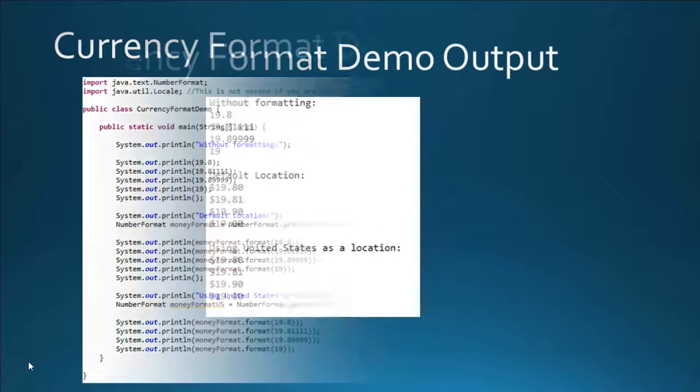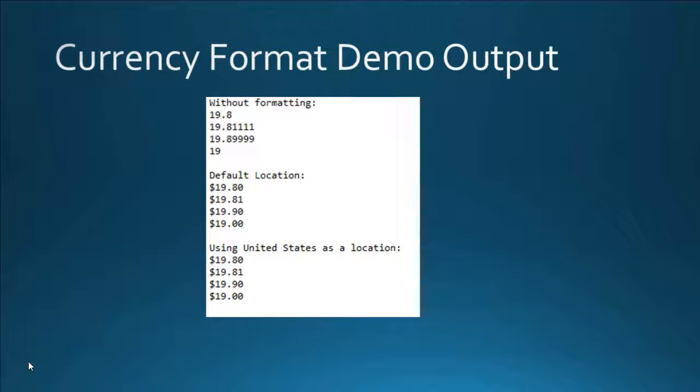All right, and if we look at the outputs of these, you can see how the outputs change. So you have 19.8, 19.81111, 19.89999, 19. You can see how with the ones that were longer than what we'd expect normally for currency, it automatically does the rounding for us. So like 19.81111 became 19.81, 19.89999 became 19.90. And you can see the default and the United States location of this demo are the same because the default location for this PC that I'm on is as well the United States.